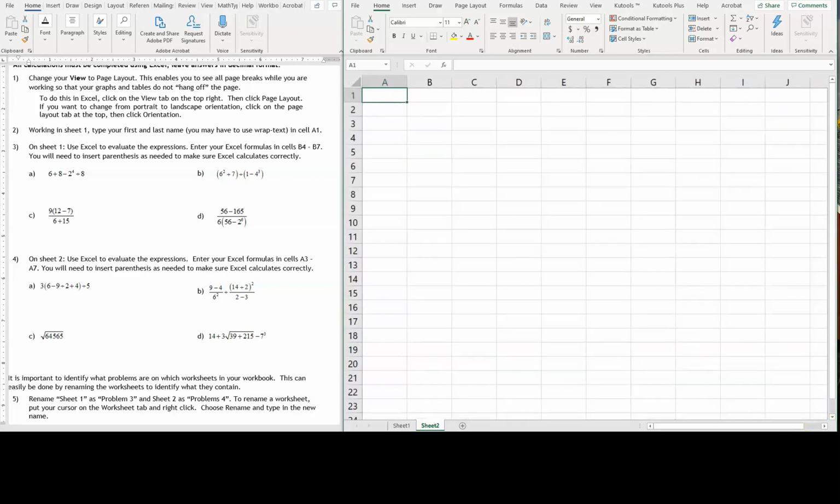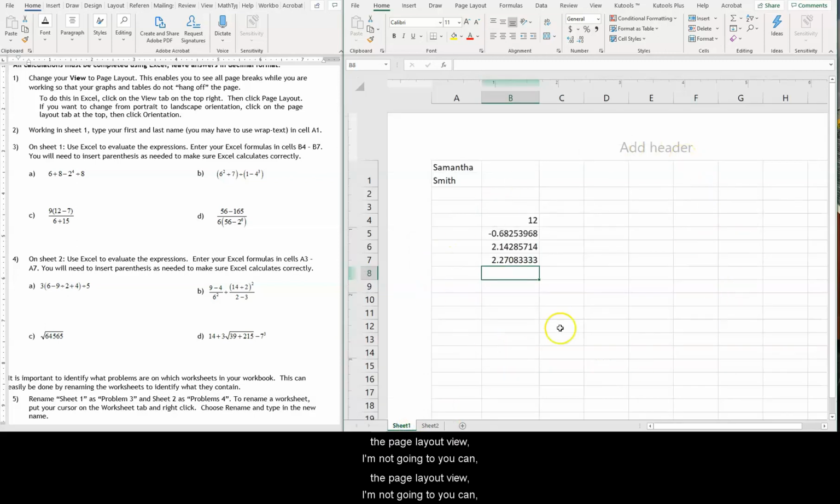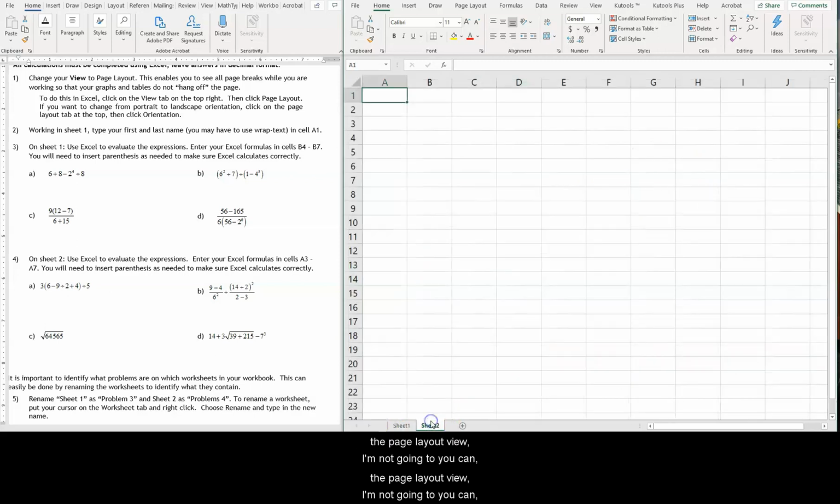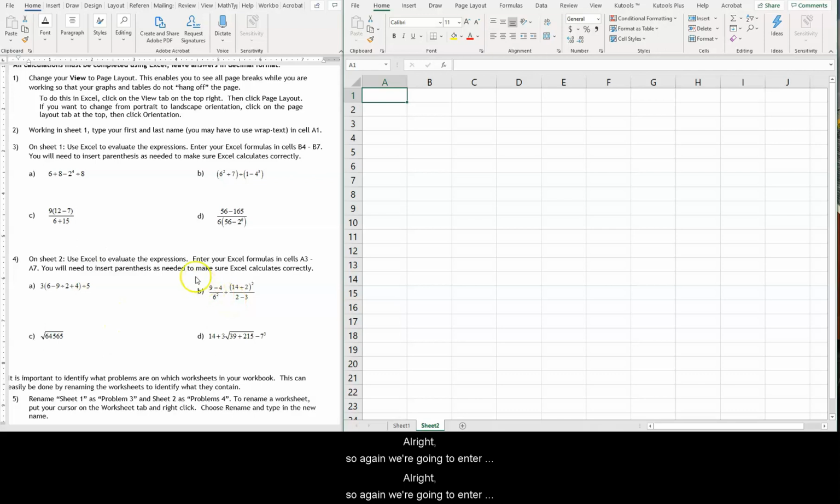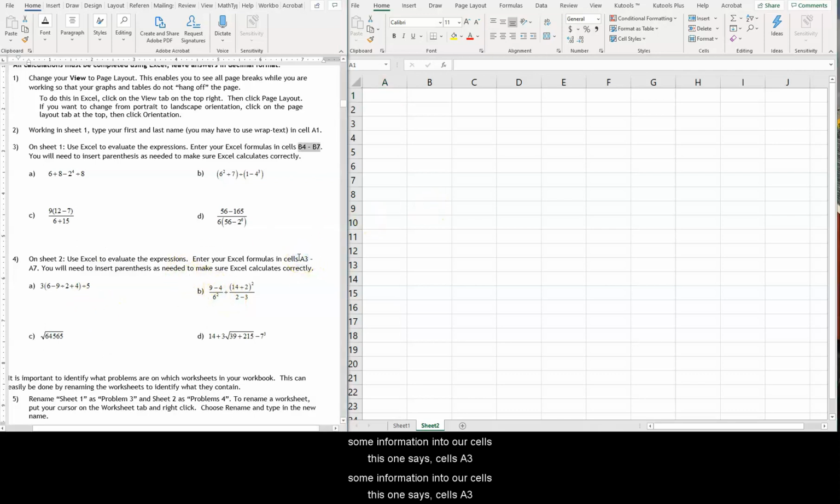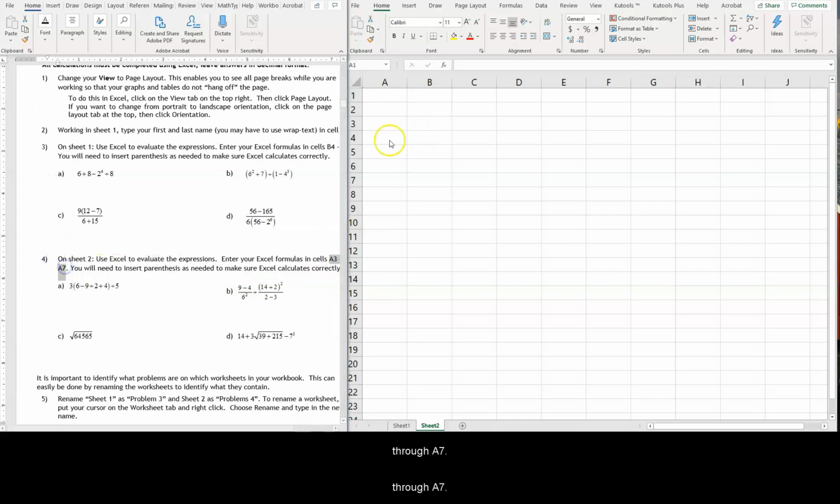We could turn this one into the page layout view. I'm not going to. You can. It's not required for this second sheet though. All right, so again, we're going to enter some information into our cells. This one says cells A3 through A7.